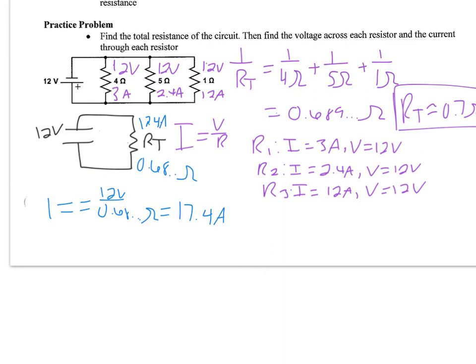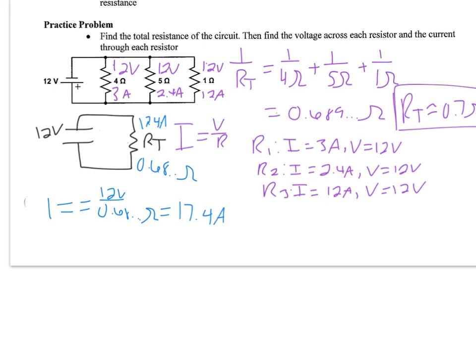Our rule tells us that the current is split between all of the resistors when they're in parallel, so that means that the current here, adding them together, should equal 17.4 amps. Well, 3 plus 2.4 is 5.4. 5.4 plus 12 is 17.4 amps. So this equals those added together.